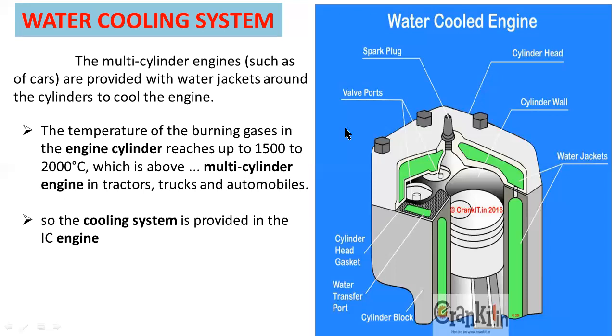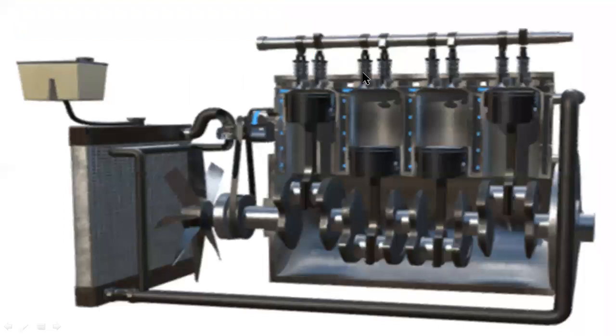So you can observe here, this is a spark plug. This is the cylinder head. This is a cylinder wall, and this is a piston, and this one is a water jacket. This is a cylinder block. This is an example of a multi-cylinder, that is a four-cylinder diesel or petrol engine. This is an example of a water cooling system for a multi-cylinder engine.